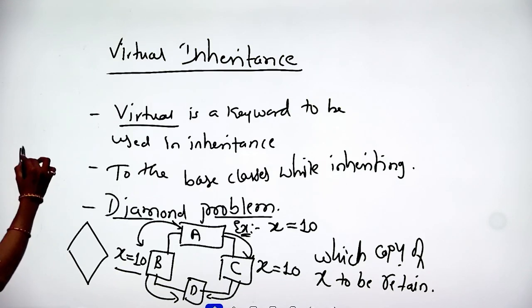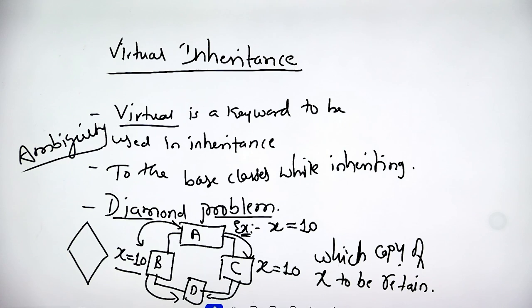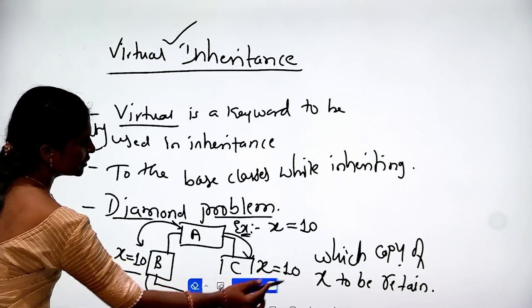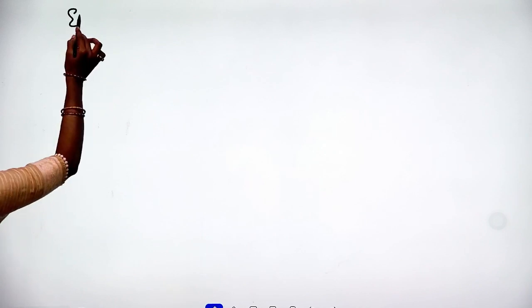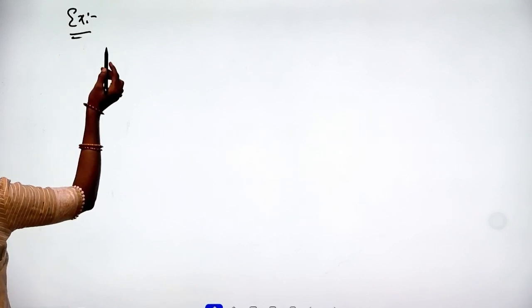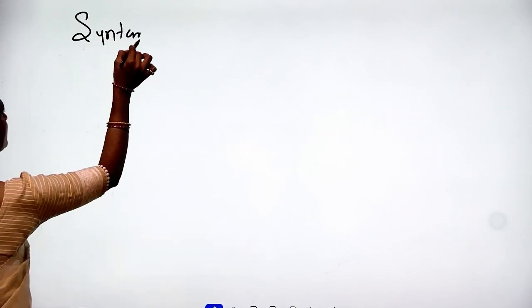That ambiguity is resolved by using the virtual keyword. Let us see how to write it, so you are clear about the diamond problem here. Let's take an example. First, we will go with the syntax, then we'll go with the example. The syntax for virtual inheritance.